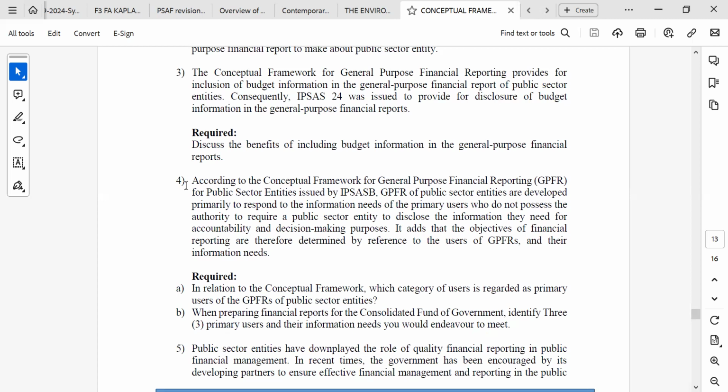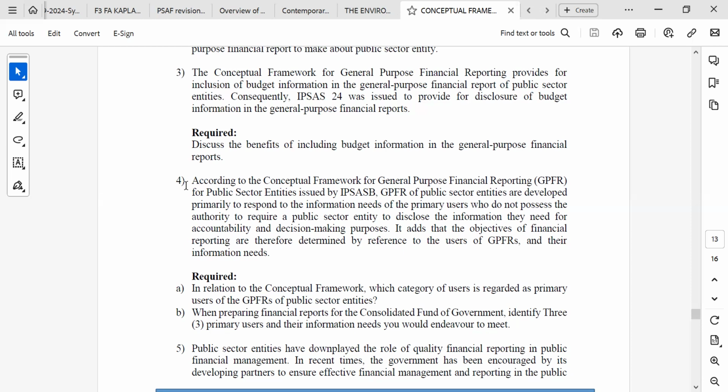According to the conceptual framework for general purpose financial reporting for public sector entities issued by the IPSASB, the general purpose financial reports of public sector entities are developed primarily to respond to the informational needs of primary users who do not possess the authority to require a public sector entity to disclose the information they need for accountability and decision-making purposes. It adds that the objectives of financial reporting are therefore determined by reference to the users of the general purpose financial reports and their informational needs. Which category of users is regarded as primary users of the general purpose financial reports of public sector entities?